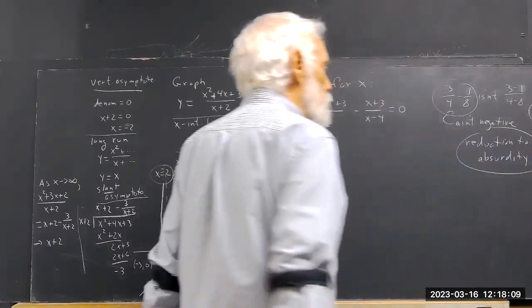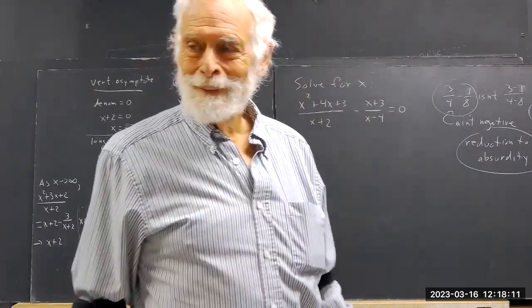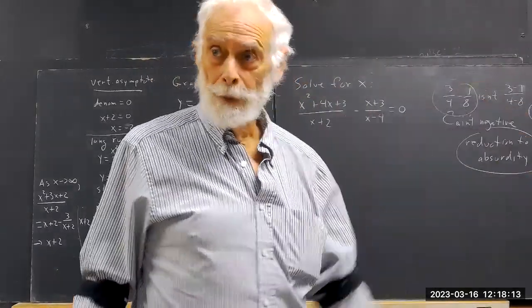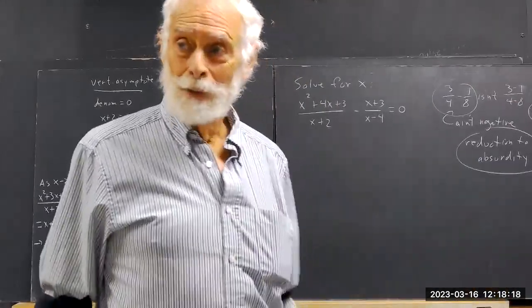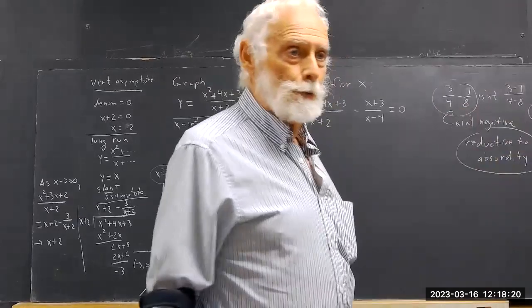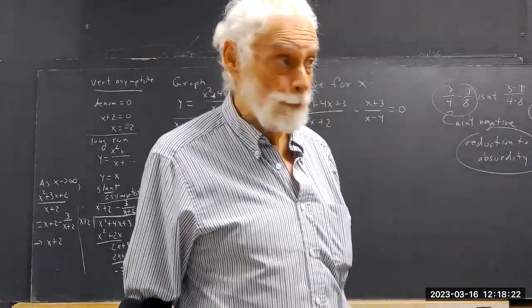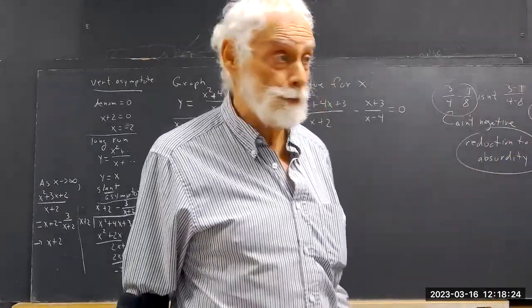For this reduction to absurdity: something positive can't equal something that's negative. It's absurd to think that it would. Now, it's not absurd to think that this might be the rule because it looks a lot like the rule for multiplying fractions, but that's not the rule for adding fractions.